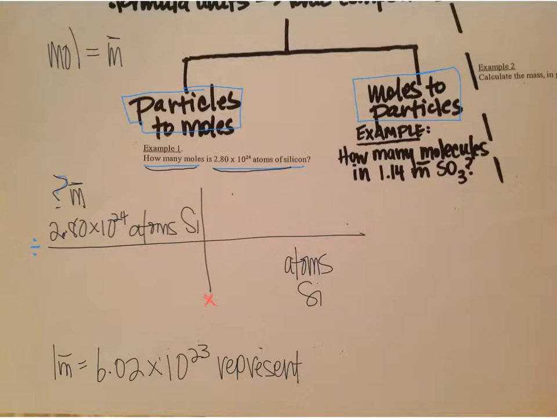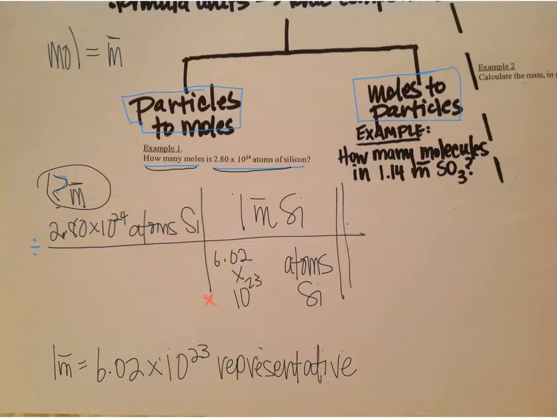So in this case, it is atoms. So atoms of silicon. So we know that 6.02 times 10 to the 23rd atoms of silicon is equal to 1 mole of silicon. And so we are trying to convert to moles, as we figured out in the beginning. So we are done with our conversion table. We have converted to moles. We have canceled atoms, and we can do the math.